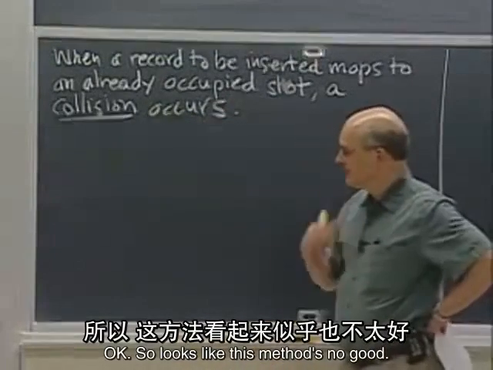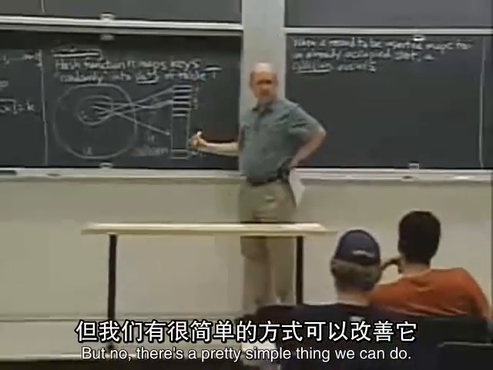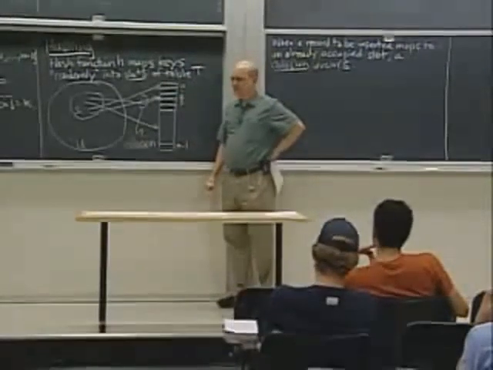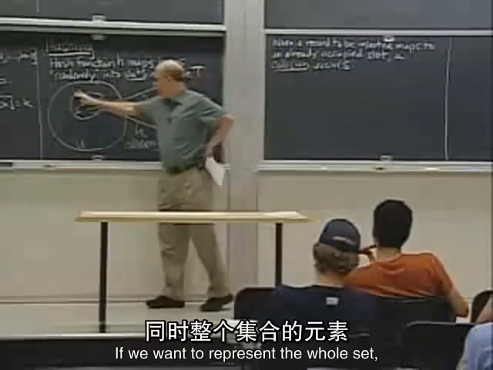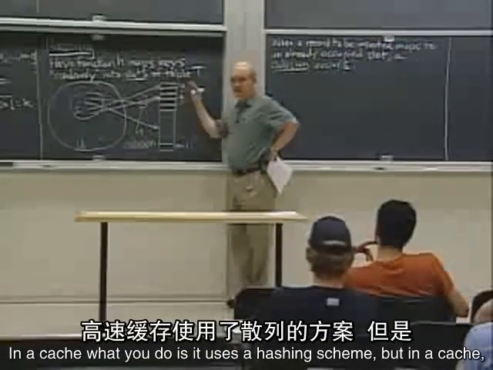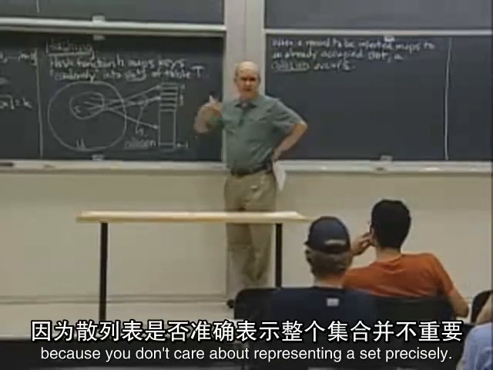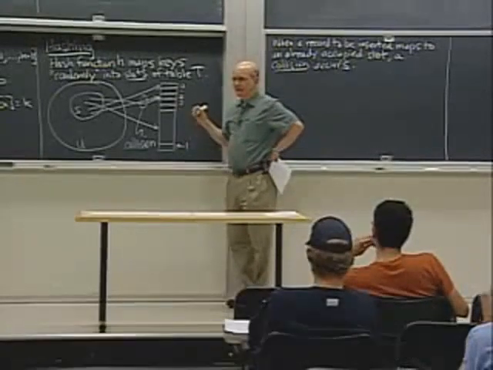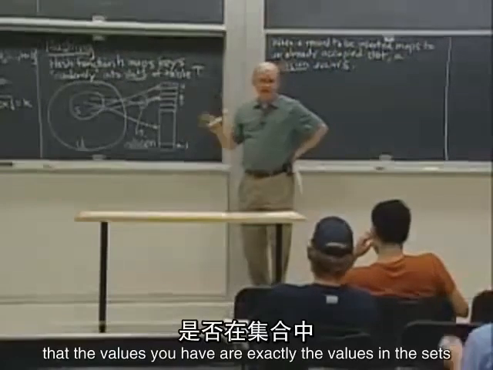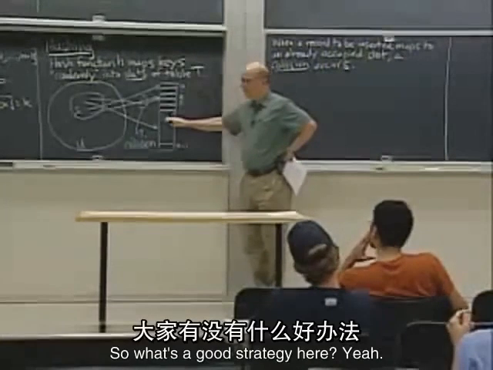So it looks like this method's no good. But there's a pretty simple thing we can do. What should we do when two things map to the same slot? If we want to represent the whole set, we can't lose any data, can't treat it like a cache. In a cache, you use a hashing scheme, but you just kick it out because you don't care about representing a set precisely. But in a hash table, you often want to make sure that the values you have are exactly the values in the set, so you can tell whether something belongs to the set or not. So what's a good strategy here?